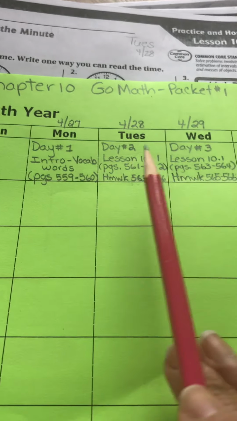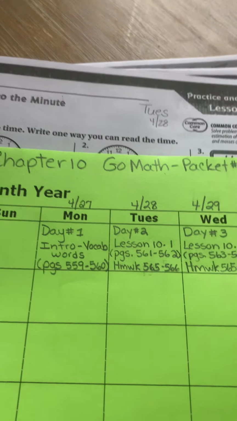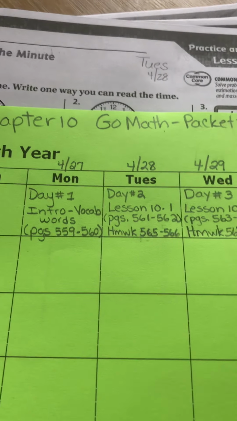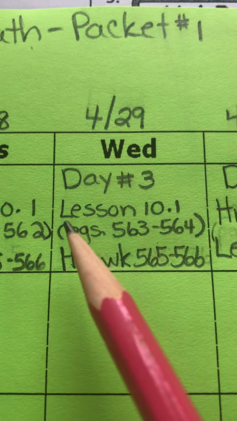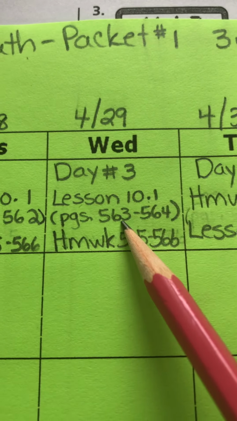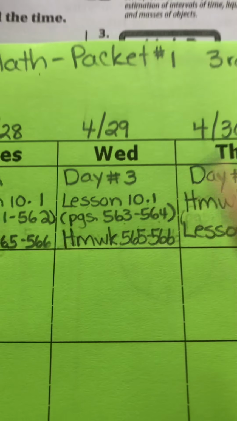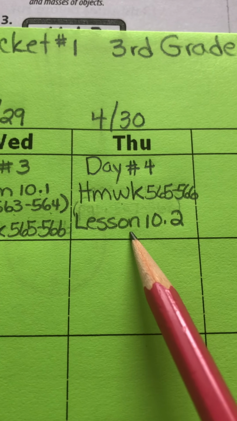I also made a new calendar. I said I'm going to try to fill things in as I go along, because the first calendar, they were asking a lot from you and a lot from the teachers to get through, and I don't want to be doing a whole bunch of pages in one day. I try to do 2 a day. So this was Monday, this was Tuesday, today is Wednesday. If you look, day 3, I still was doing lesson 10.1. I did page 563 and 564. And then I also asked you again to do the homework. And then tomorrow I will go over the homework and I will begin lesson 10.2.